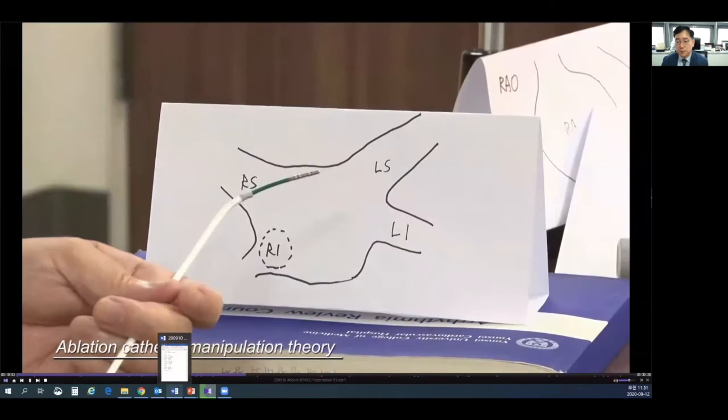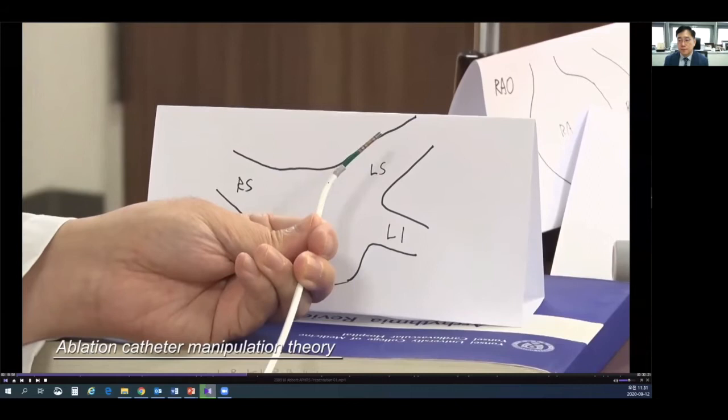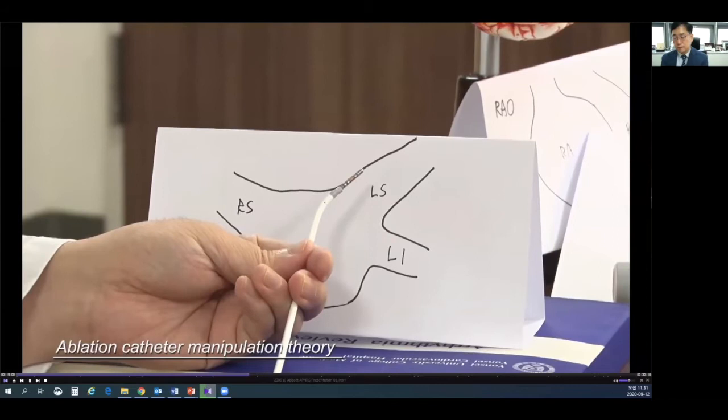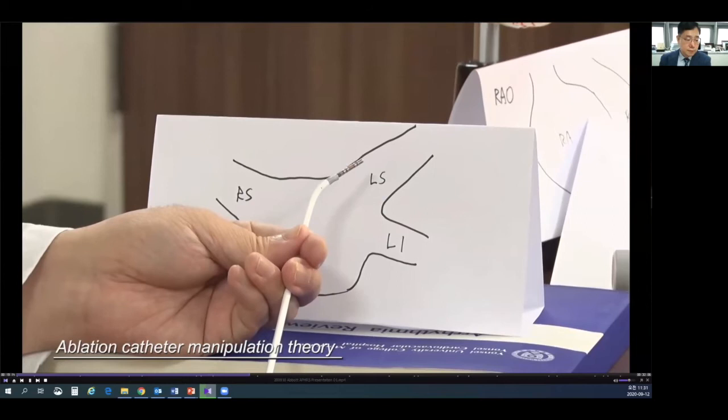Another difficult part is if you try to ablate the roof of a pulmonary vein, the sheath is already inside the PV. So it is very difficult to make a proper ablation in the upper pulmonary vein, both the left side upper pulmonary vein and the right side upper pulmonary vein.